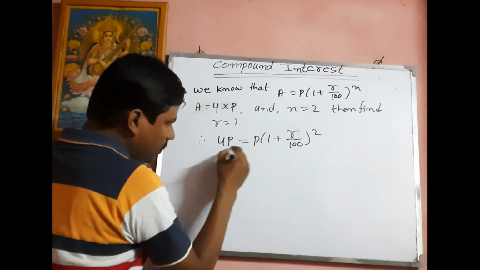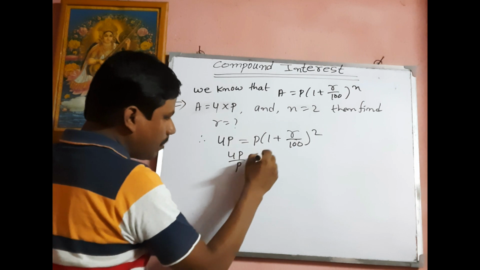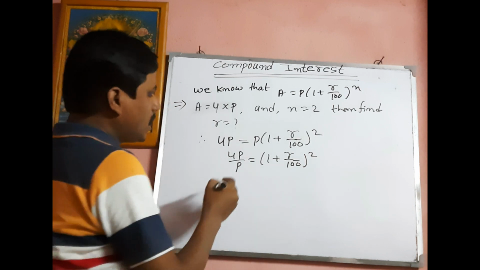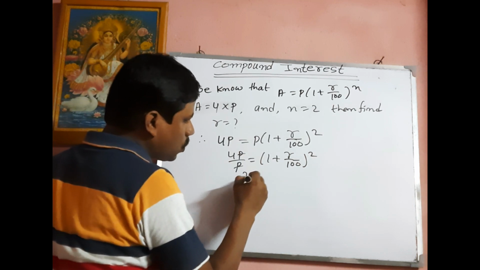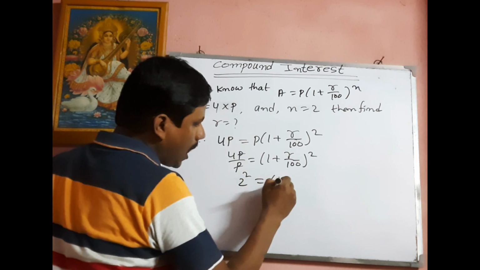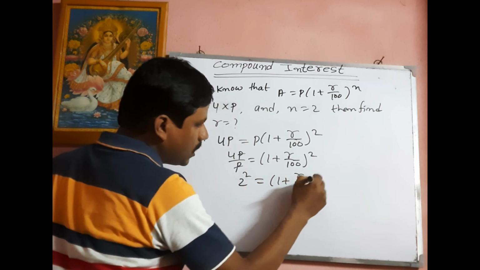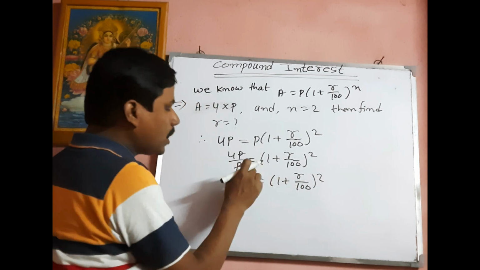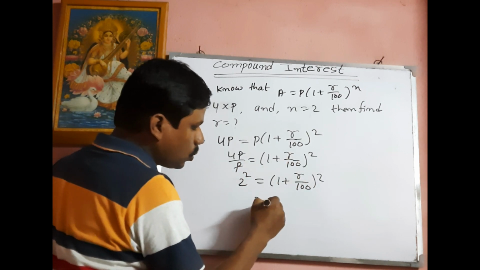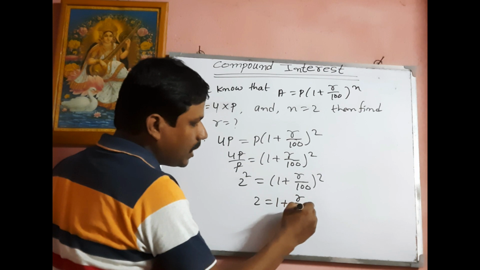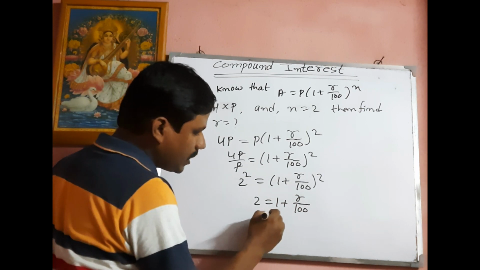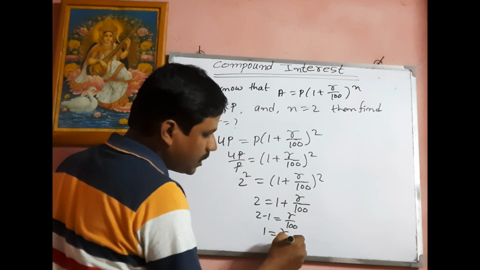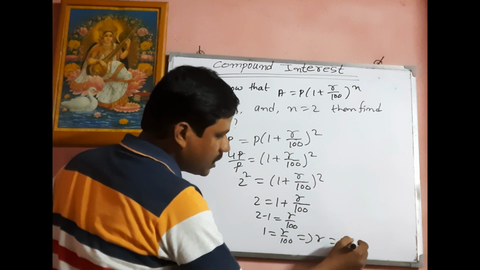Now if we shift, 4P by P is 1 plus R by 100 whole square. Now P, P is vanished. This will be 2 square, that is the 4. 4 means 2 square, and 1 plus R by 100 whole square is there. So by using the index formula, the power 2 is vanished. So 2 is equal to 1 plus R by 100. So 2 minus 1 is equal to R by 100. So 1 is equal to R by 100. That is R is equal to 100.